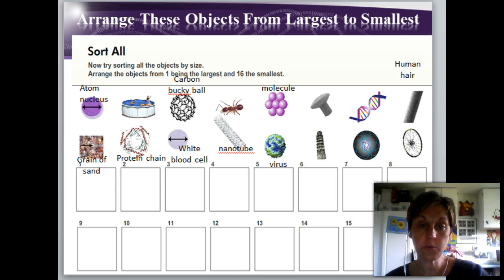Now you may have noticed that you would have had to flip through a couple of the activities at the website in order to get to this. So you should have been able to put these in order from largest to smallest. And if something didn't fit into a square, then you didn't have it in the right order. So you should have it in order from largest to smallest, so 1 to 16. And if you didn't, just pause the recording again and give it another try. But you might have to flip through a couple of them in order to get to this particular activity.